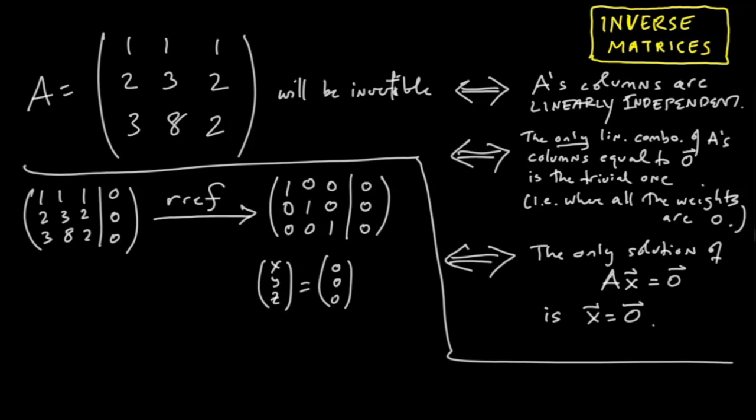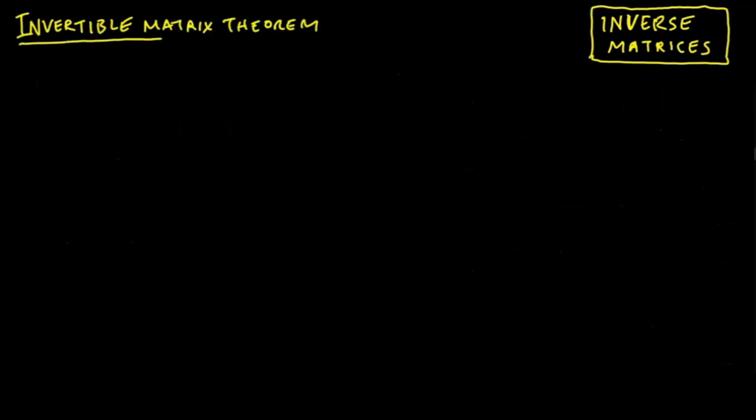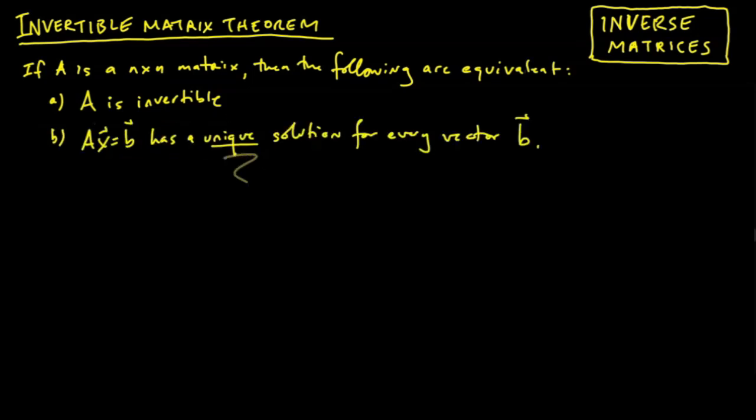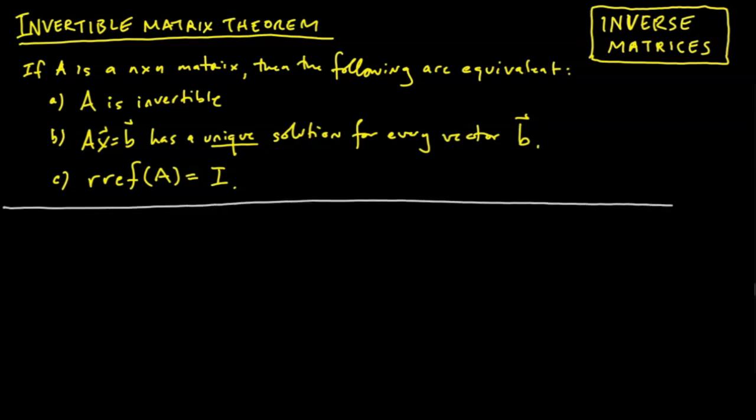In fact, let's go ahead and introduce this invertible matrix theorem that I just mentioned. If A is an n by n matrix, so a square matrix, then the following statements are equivalent. First, A is invertible. Second, AX equals B has a unique solution for every vector B. And third, the reduced row echelon form of A is the identity matrix. All right, so we need to understand both what this is telling us and why it is true. And once we know that, we will be able to use it to help us come up with our matrix inversion algorithm.